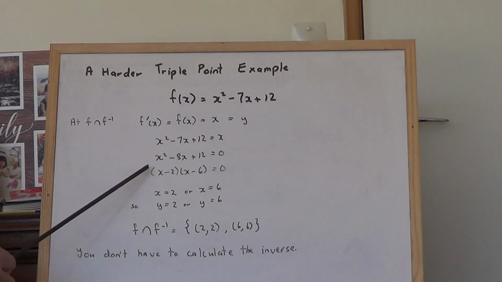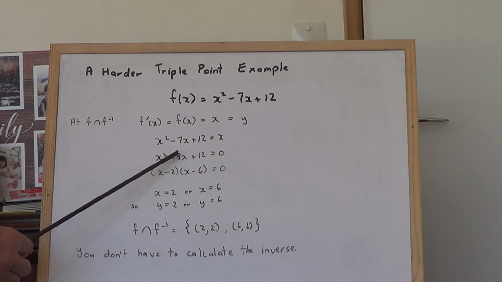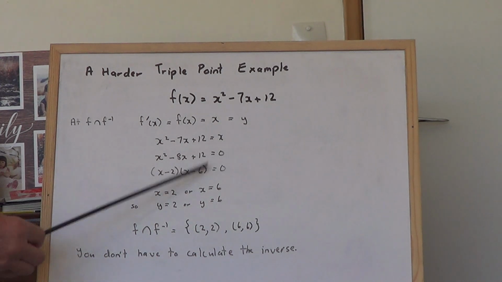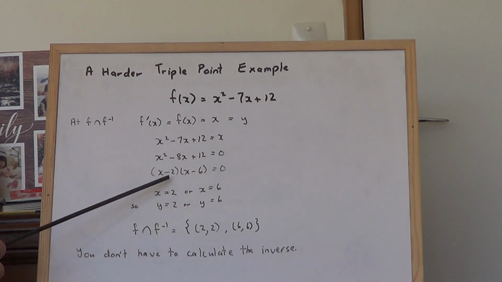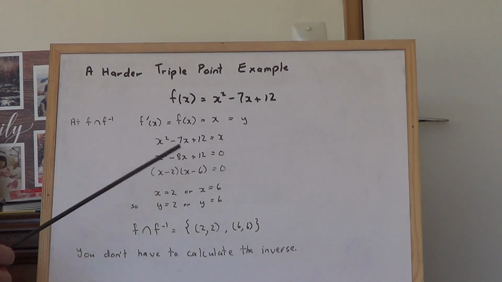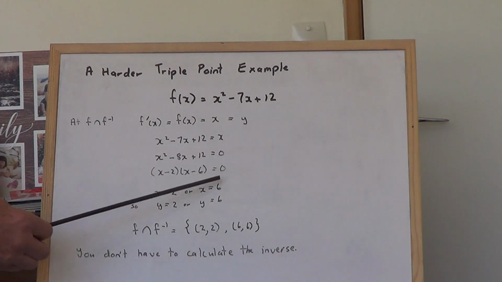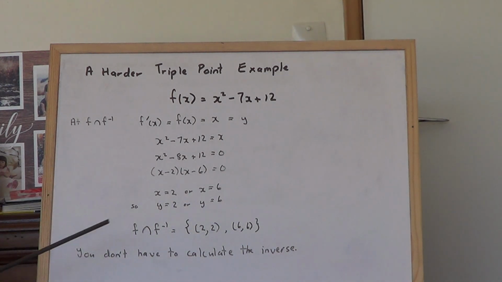Factorise it. You want two numbers multiplied together to give you 12, added together to give you minus 8. They are minus 2 and minus 6. So you equate each bracket to 0. So 2 will make the first bracket 0, and 6 will make the second bracket 0. So your two answers for x are x is 2 and 6. And so y must be 2 or y must be 6.